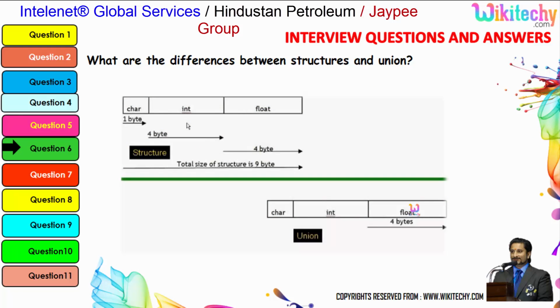Let's move on to the next question, the differences between the structures and union. In structure, you are able to see the addition of the individual variables: 1 byte, 4 byte, 4 byte, so 9 bytes, 1 plus 4 plus 4. Over here, 1 byte, 4 byte and 4 byte, the maximum is 4 byte, so here the total size is 4 bytes. That's the difference.